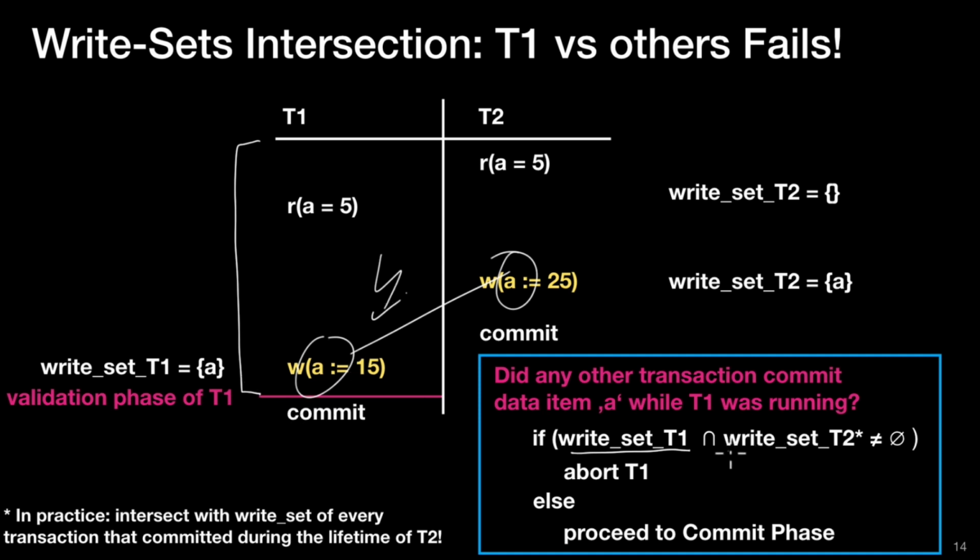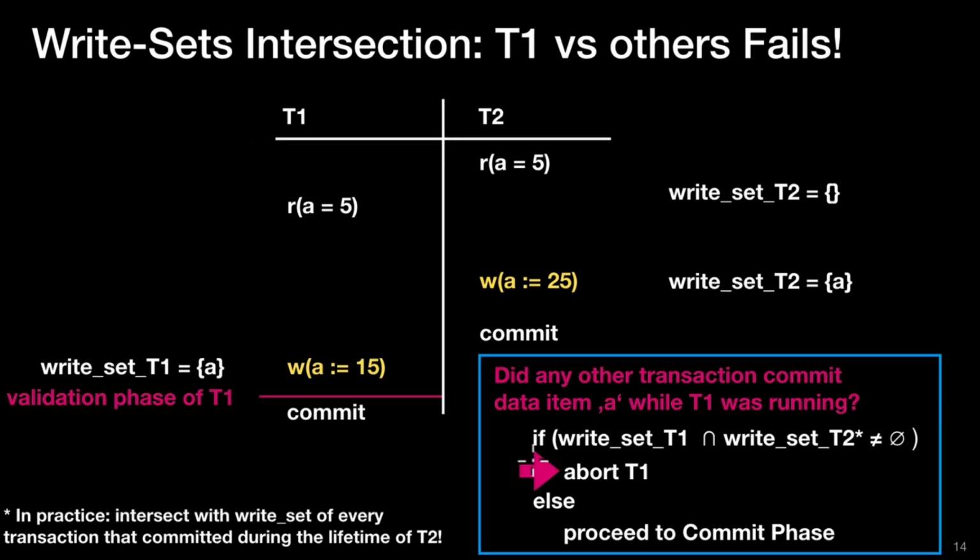So with each and every transaction that committed while T1 was running, I perform this write set intersection. Here I would have to intersect with each of those transactions. Well, in this case, this is only this single write set of T2. This contains an A, this contains an A. So if I intersect the two, the intersection is non-empty, and therefore I have to abort this transaction. The validation phase fails. Therefore, T1 is aborted and its actions will not find their way into the database system.